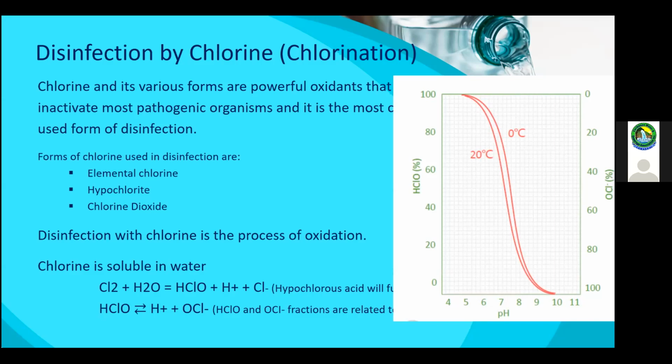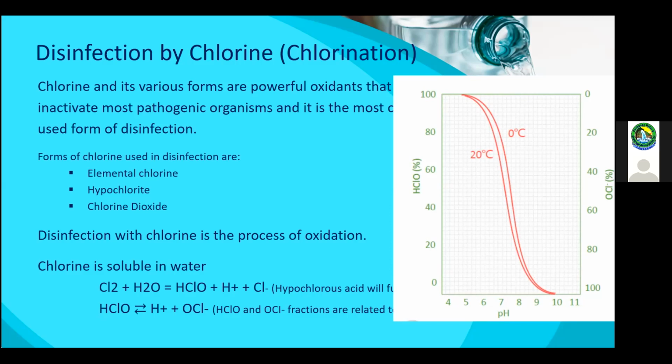So if we were to look at this temperature curve here, that is 20 degrees C, and we just say look at a pH of 9, we will see from this chart that at a pH of 9, it's mostly hypochlorite that will exist, right? There's a higher percentage of hypochlorite as opposed to the hypochlorous acid.